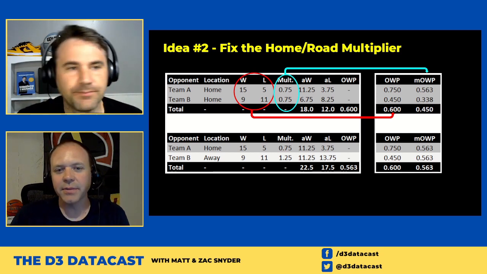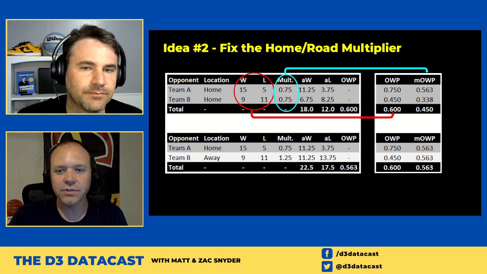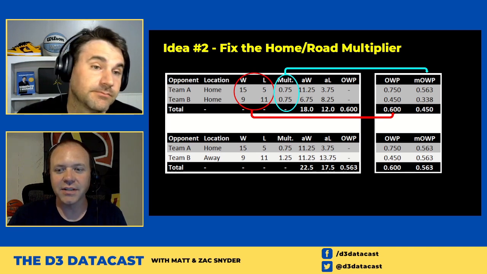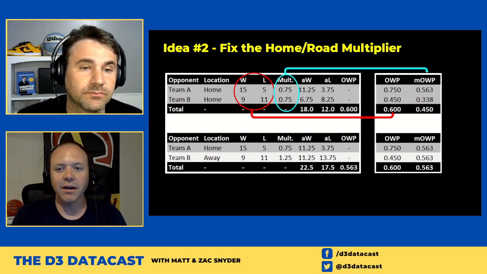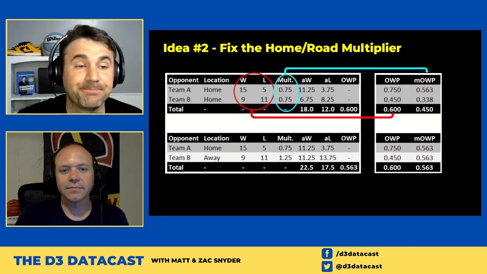Right. So even if we fix the implementation, if the multipliers don't change, here's a perfect example of how two vastly different records based on being at home or being away come out to being an equal impact, at least in terms of OWP on an SOS. Right. Exactly. Yep.